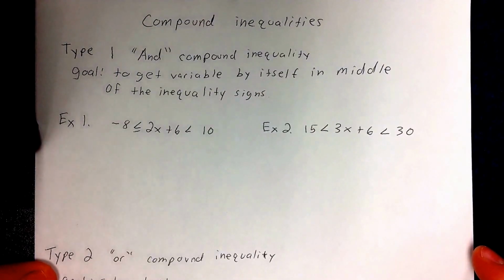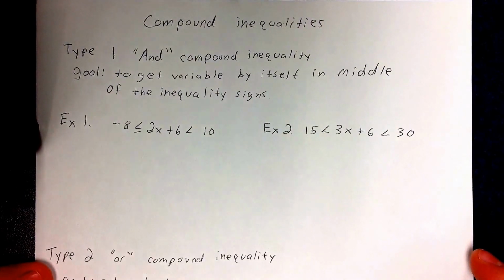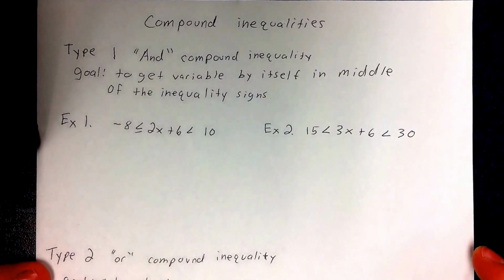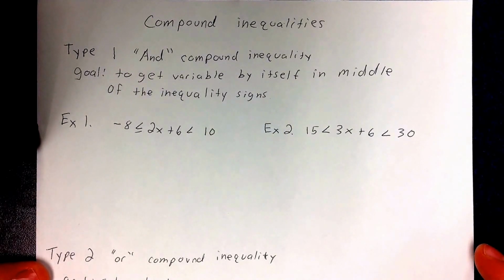Okay, next we're going to talk about compound inequalities. There's two types of compound inequalities. The first one we're going to talk about is what they call the AND compound inequality, and our goal is to get the variable by itself in the middle of the inequality signs.